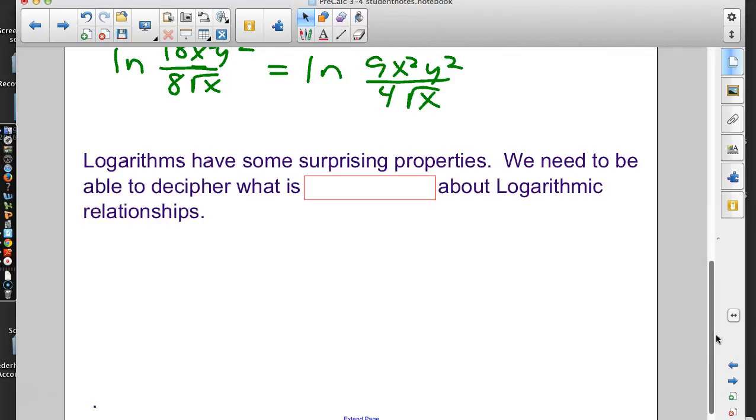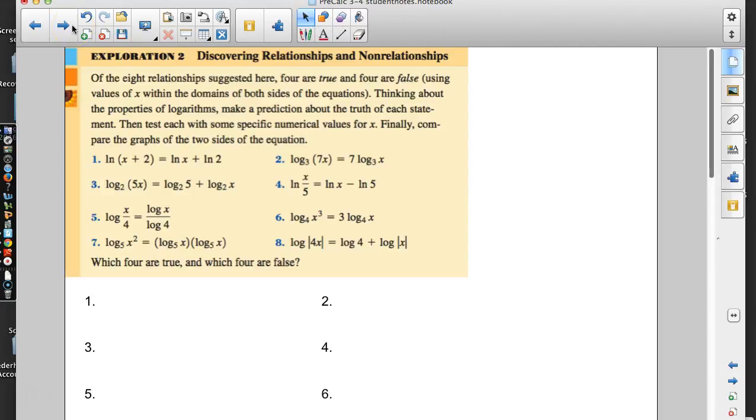So logarithms have some surprising properties. We need to be able to decipher what is true and false about logarithm relationships. So expect some true and false questions in your homework, but we're going to look at a couple right off the bat here. Don't be impulsive. That's always the problem with true and false and multiple choice. I want you to think through these answers. We've got 8 of them. 4 of them are bad, 4 of them are good.